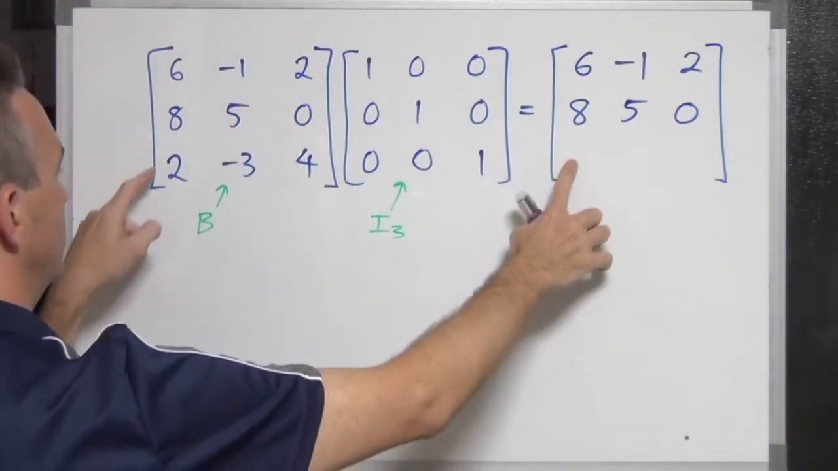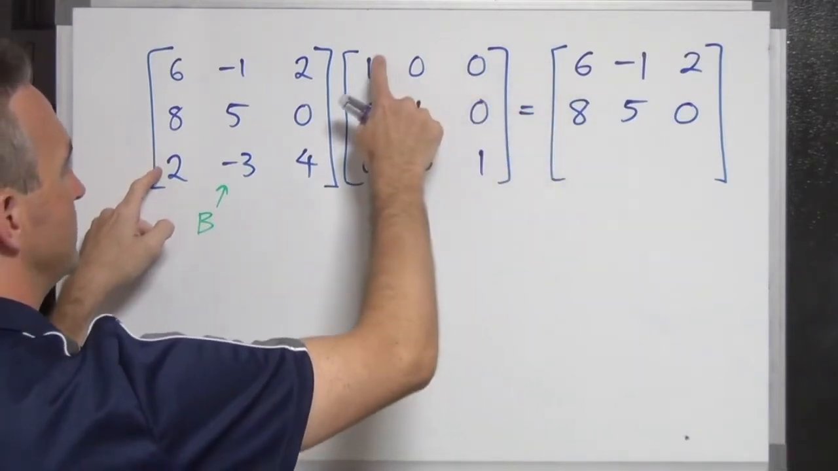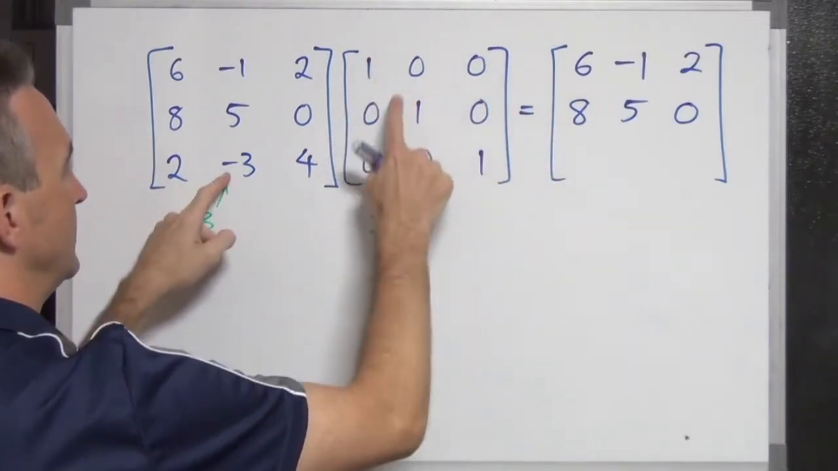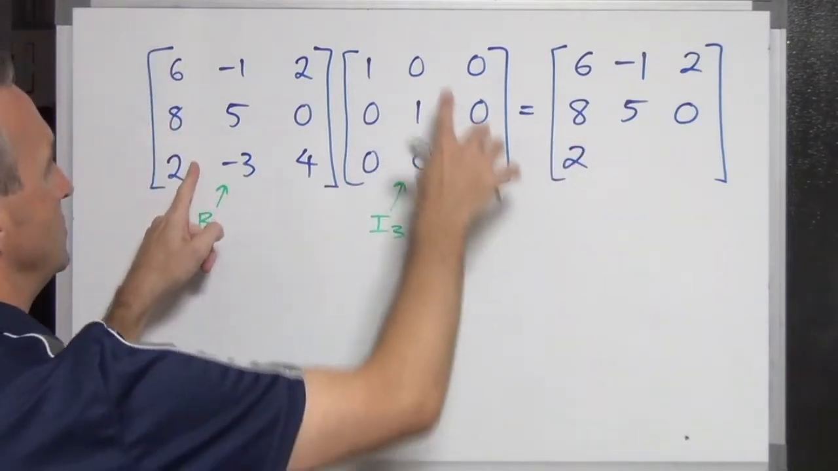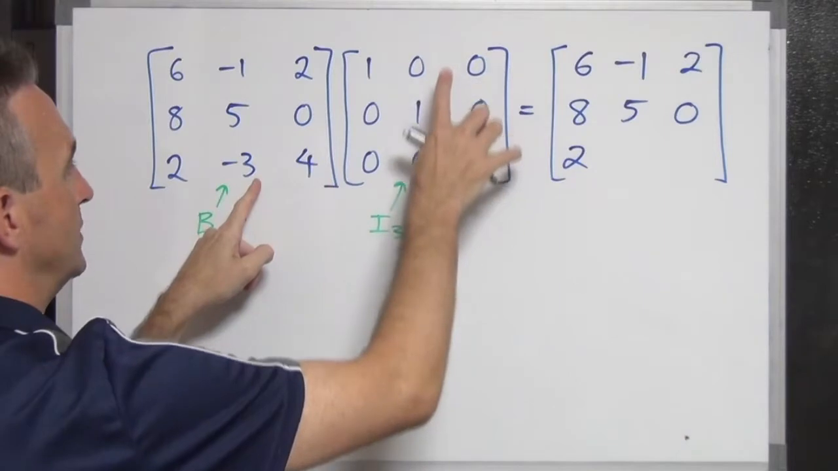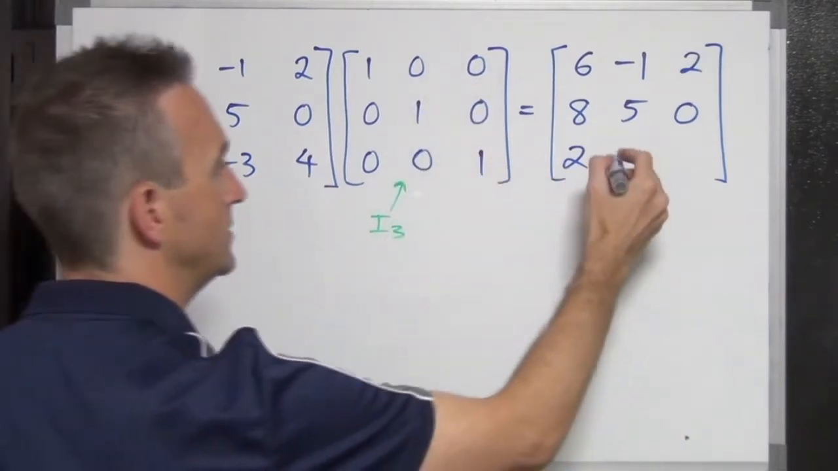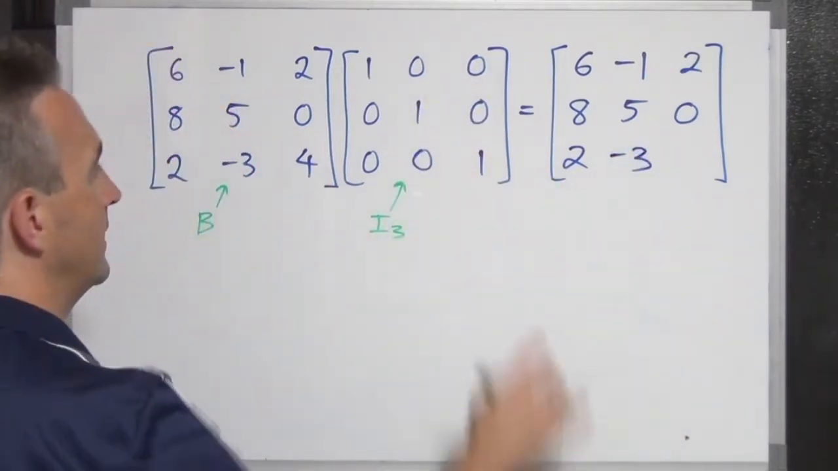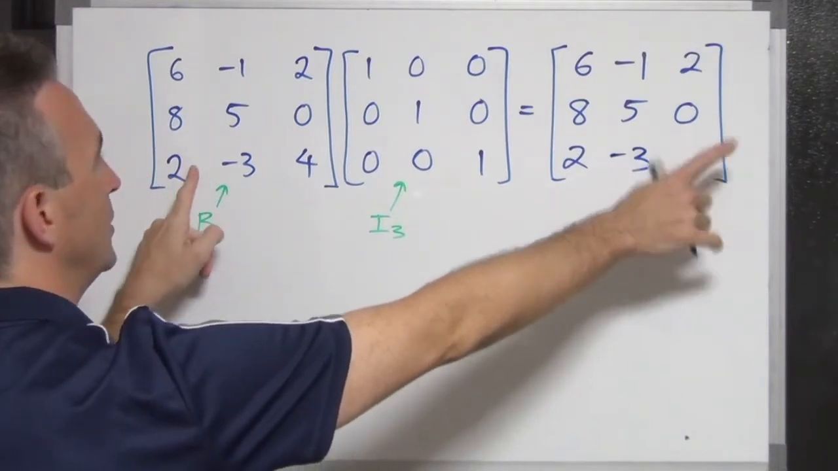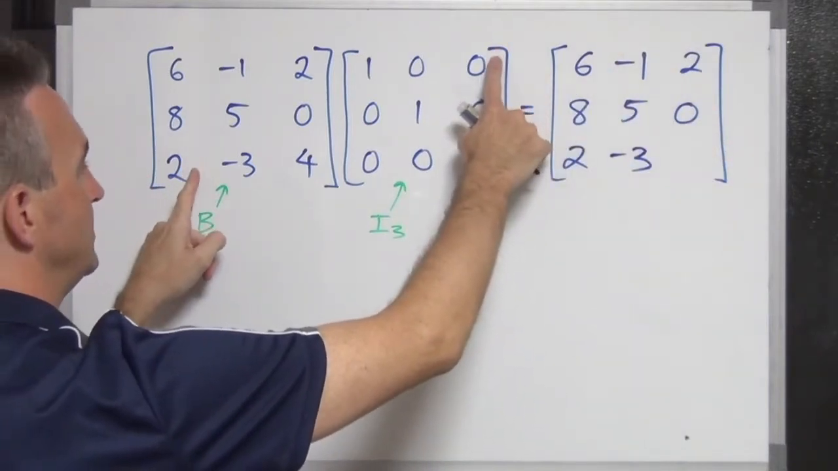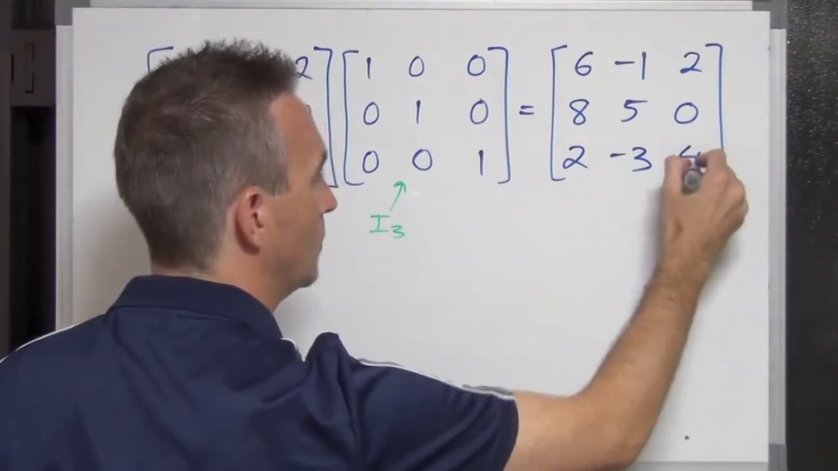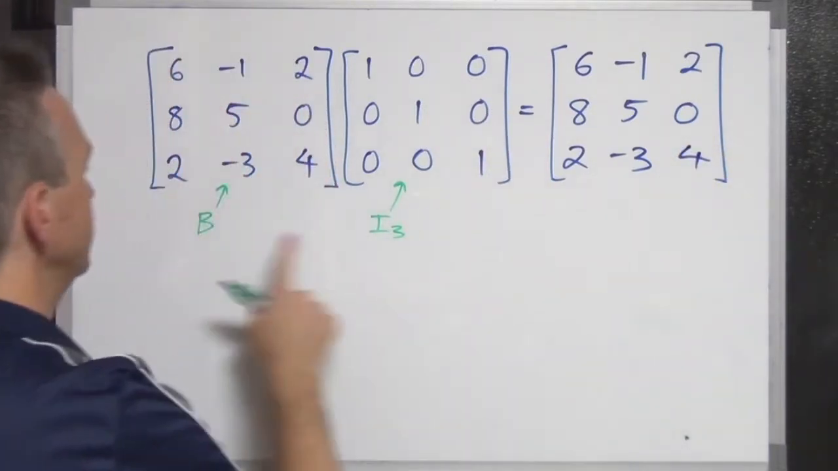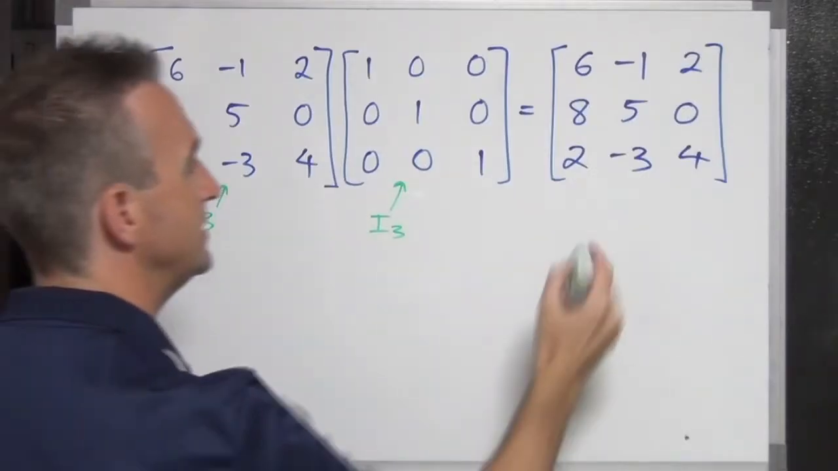This entry. This row and this column. 2 times 1 is 2, 0, 0. We've got the 2. This entry: 2 times 0, 0, 0, negative 3 times 1, negative 3, and 0. Just a negative 3. And the last entry here, bottom row, last column: 2 times 0 is 0, negative 3 times 0 is 0, 4 times 1 is 4. Is this matrix B? Check it out. Looks good to me. Yes, it is identical.